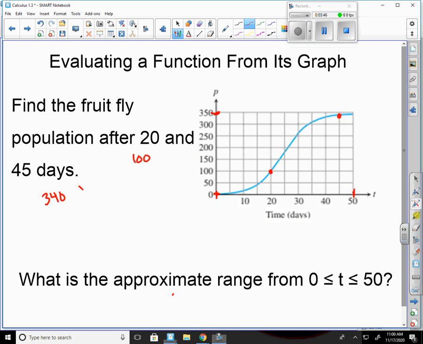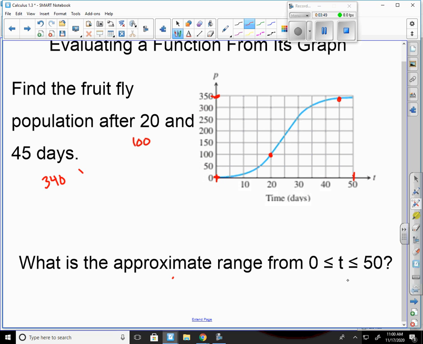So the approximate range for this value of the t's, I guess in this case, would be bracket 0, 350 bracket, because it's all the values in between 0 and 350. Everybody good with that?